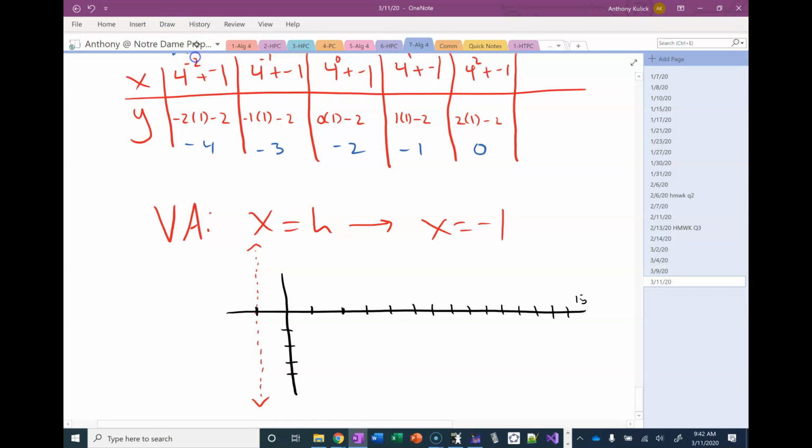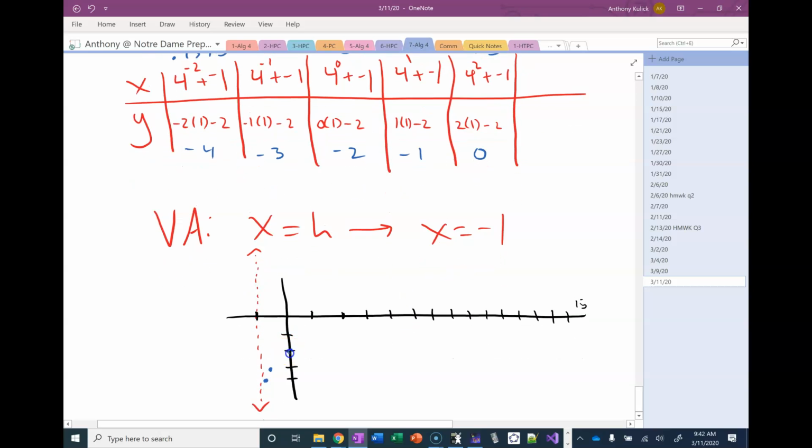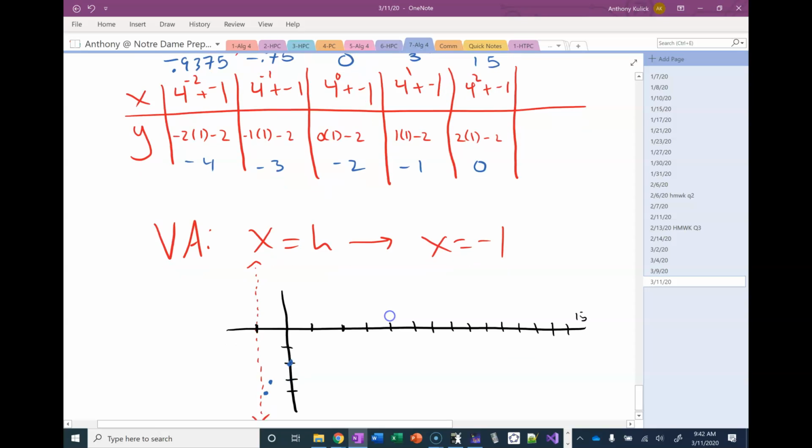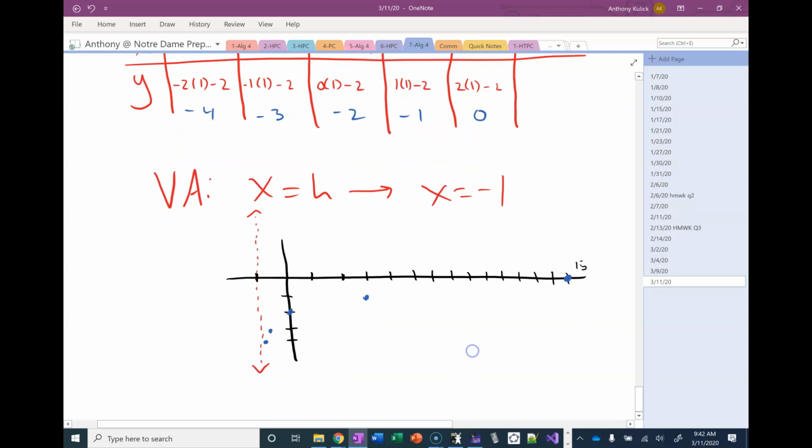And now I'm going to start plotting my points. So -0.9375 and -4. -0.75 and -3. 0 and -2. 3 and -1. And then 15 and 0. So I'm going to draw my graph now. Remember, I can't cross my asymptote, so I'm going to start by drawing my curve so that it kind of follows my asymptote, and then goes through the other values.